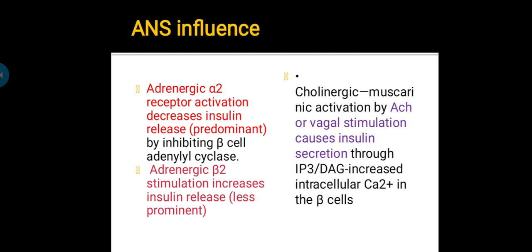What is the effect of the cholinergic? Muscarinic activation by acetylcholine through the IP3 DAG pathway causes increased calcium in the beta cell, which causes more insulin release. So that is also a less predominant issue. Acetylcholine also helps insulin release to some extent, but remember, alpha-2 stimulation decreases insulin release, whereas beta-2 stimulation helps in insulin release.